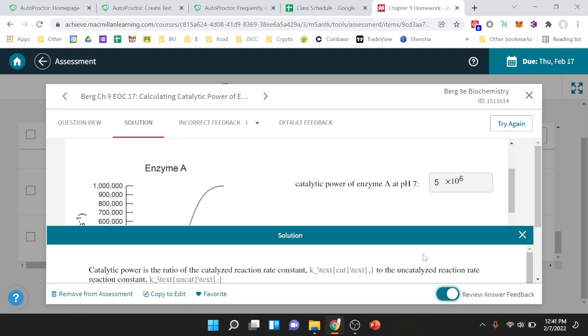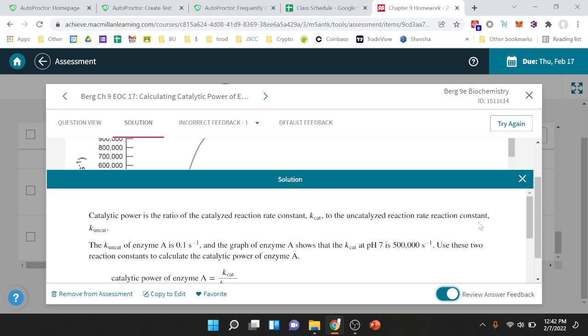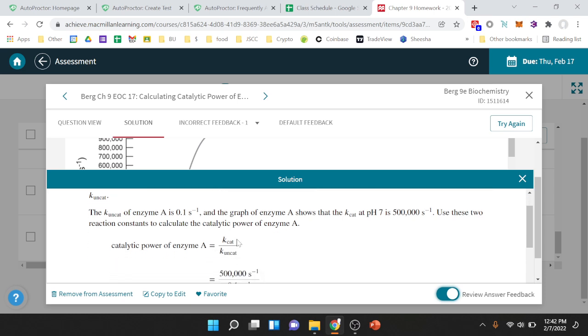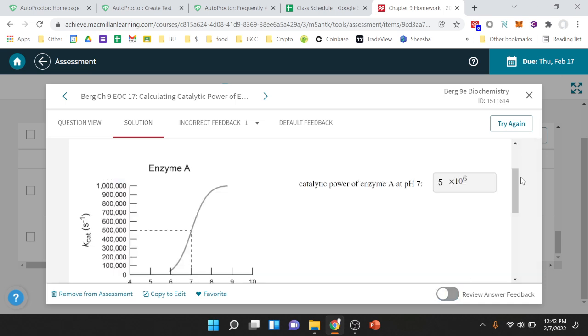So are we just comparing it to 0 or 1? We're not comparing it to 1, right? We need to compare it to the uncatalyzed reaction. The uncatalyzed reaction is 1/10. So we take Kcat, which is 500,000, divided by 1/10, or 0.1. And that would give us 10 to the 6th, wouldn't it? So that would be 5 times 10 to the 6th, or 5 million, right? Okay. I know, right? Ooh.